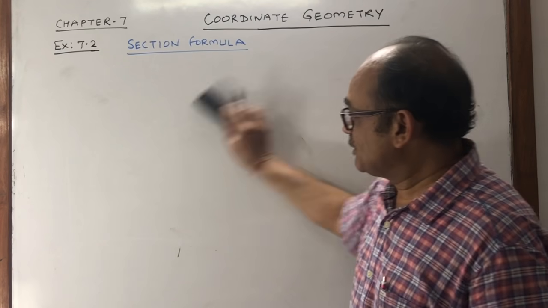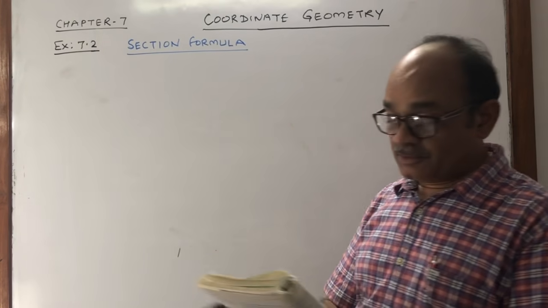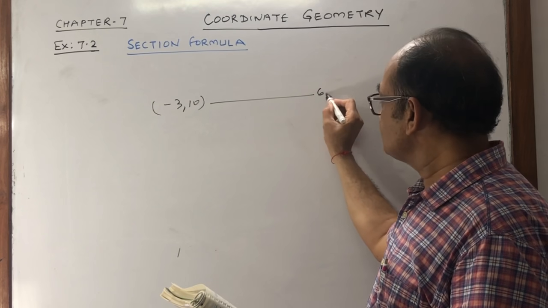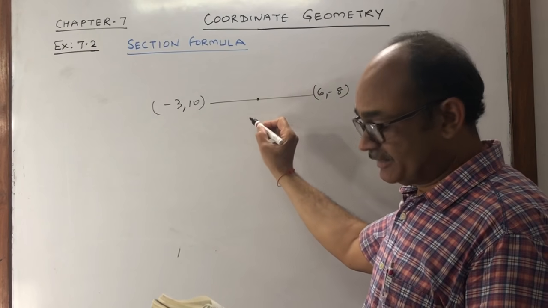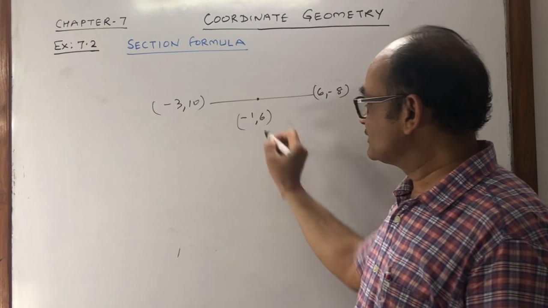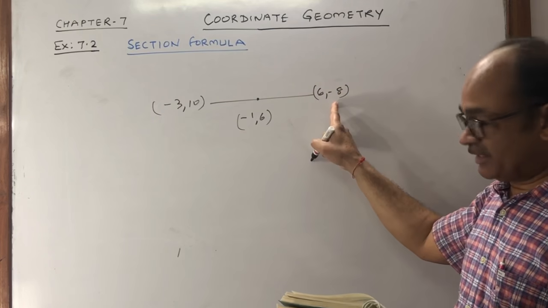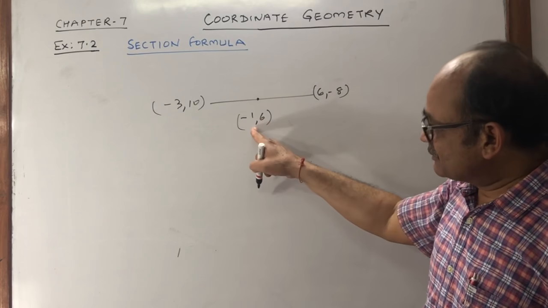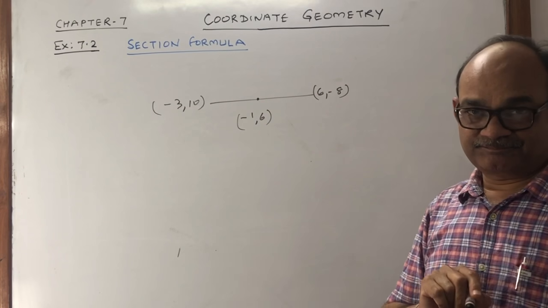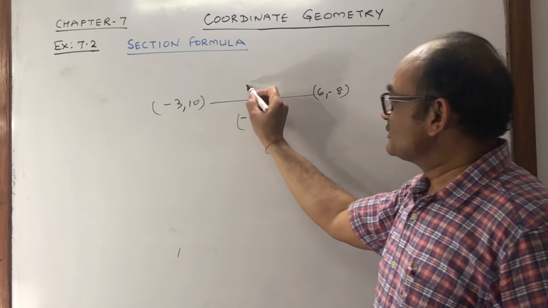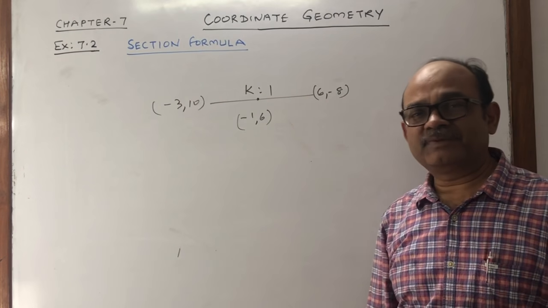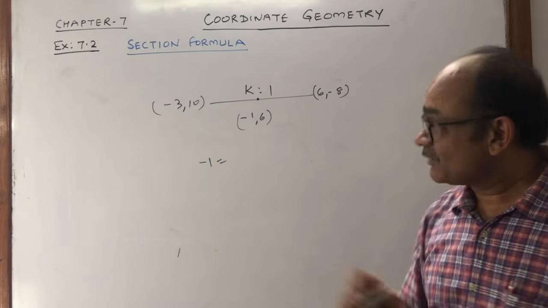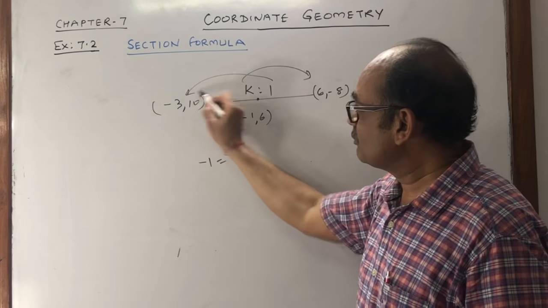So here the sum number 4, minus 3, 10 and 6 minus 8, and the point is given to you minus 1 comma 6. Minus 3, 10, 6 minus 8, minus 1 comma 6. Find the ratio in which this coordinate divide the line segment. Reverse question. So suppose the ratio may be k:1. So minus 1 is the given coordinate now x. Apply the same formula.